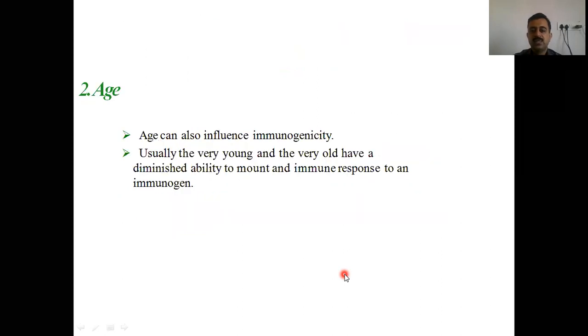Next point that comes in place, age. Age can also influence immunogenicity. Usually the very young and very old have a diminished ability to mount an immunological response to an immunogen. So when we adults are there, our immunological systems are very correct, at the optimum level. But when the child is there, it has a maximum danger of getting infected by various diseases. While in old people also, the level of immunogenicity has decreased, and therefore they are prone to infection in a much larger amount.